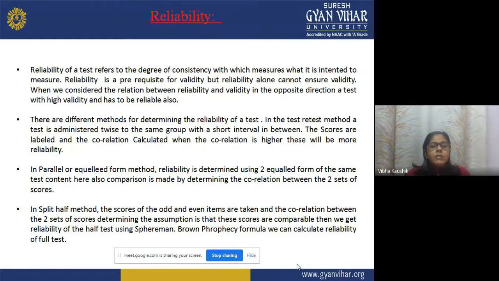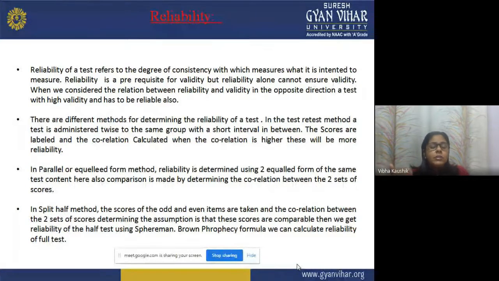When we consider the relationship between reliability and validity in the opposite direction, a test with high validity has to be reliable also. Now, when we are considering the relationship between reliability and validity, we ask whether there is a relationship between the reliability and the validity of a test, or whether, if I measure the reliability of a test, I can say that this test is also a valid test.